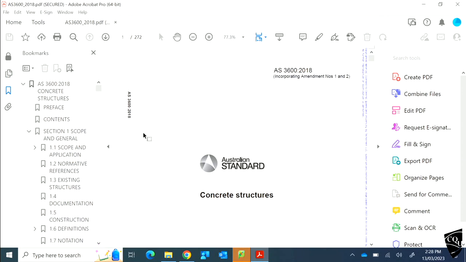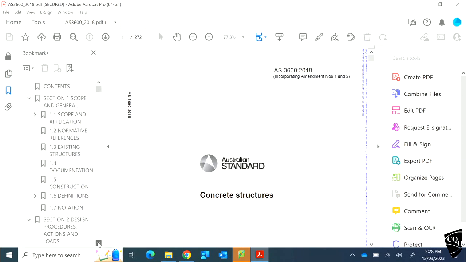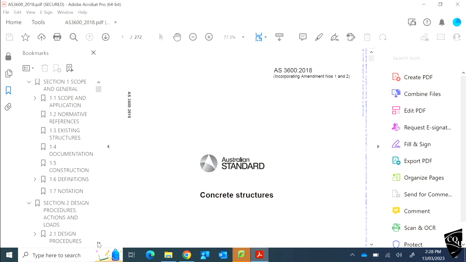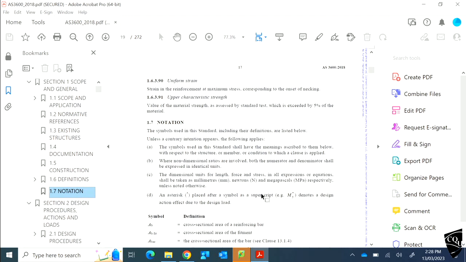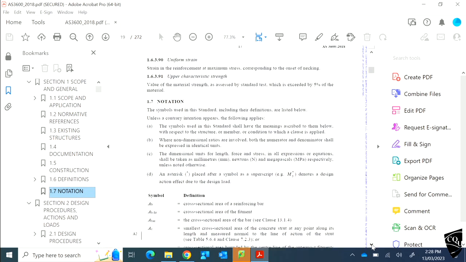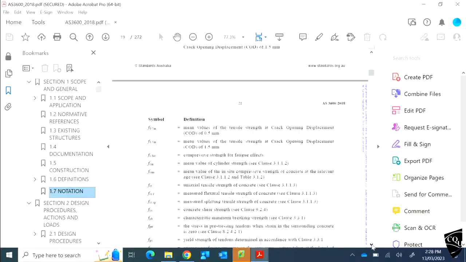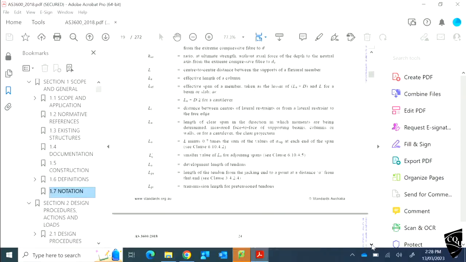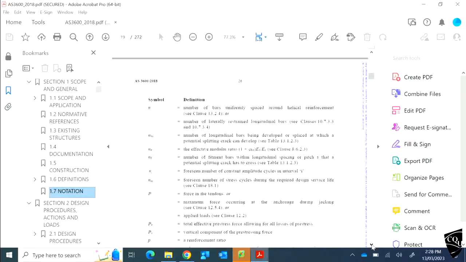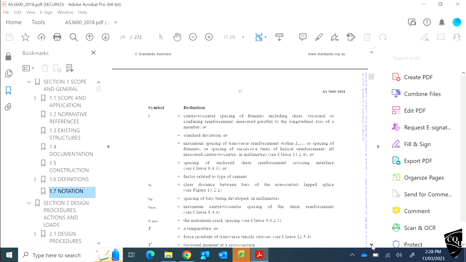So this is the Australian standards. If you don't know any notations in the standard, you should go to section 1.7. It explains all the notations used in the standards. If you're not sure what anything is, you should refer to it. It's quite a large list.